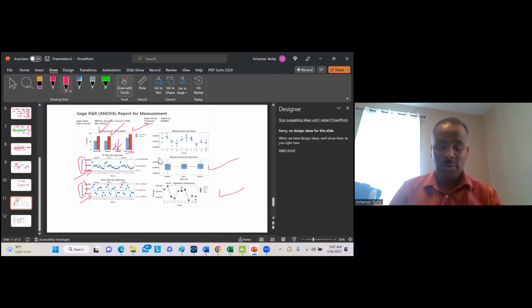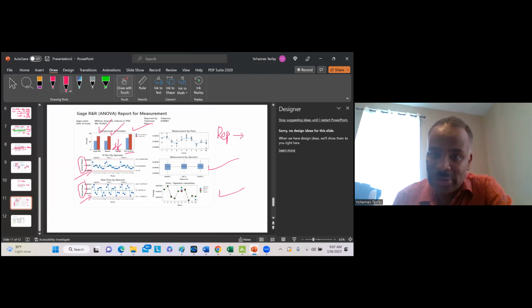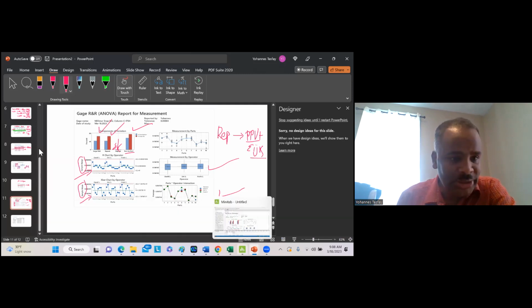So does this issue come more from repeatability? Repeatability is the same as part-to-part variation plus gauge error, that is error IJK, random error. That's what it is. But the part-to-part variation, when we come here, where is the ANOVA? Yeah, ANOVA.